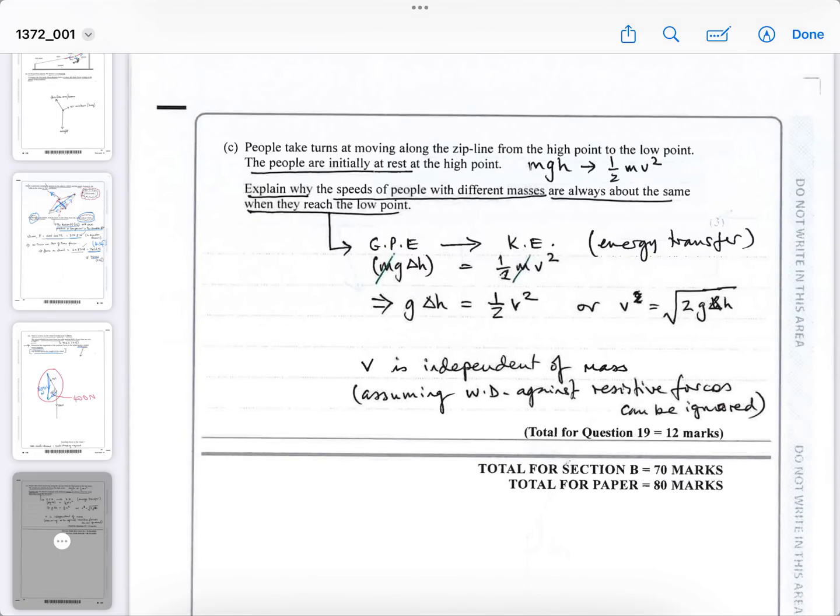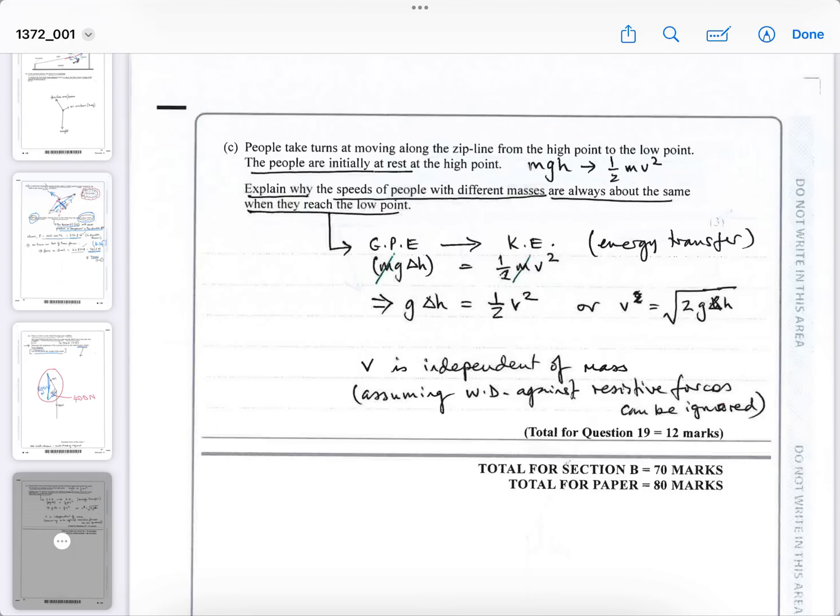And here comes the final part of the exam. The people take turns at moving down along this zip line from the high point to the low point. And the people are initially at rest at the high point. So basically they get their velocity from the potential energy. Now if you look at it, mgh, the potential energy lost becomes the kinetic energy gained. So explain why the speeds of people with different masses are always about the same when they reach the low point. And that's because of the energy transfer.